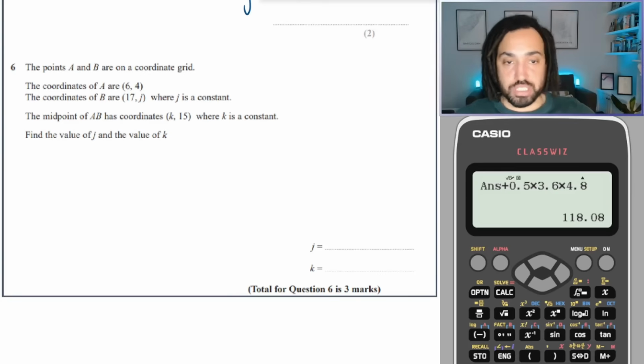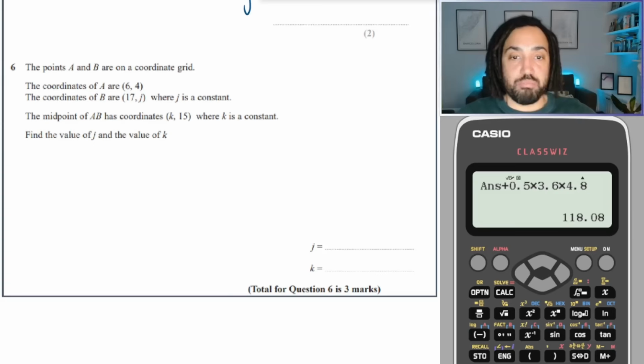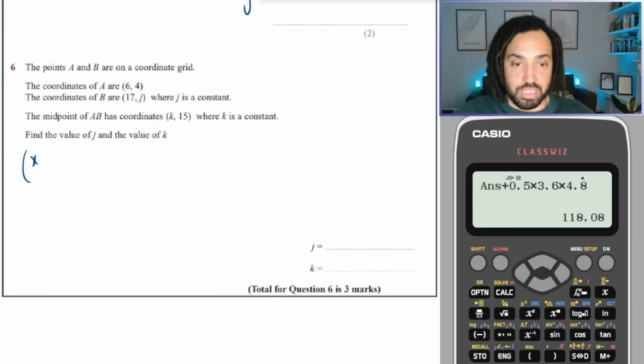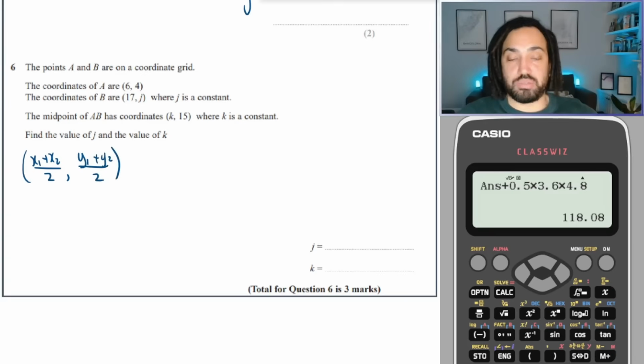Okay, little bonus question. It says we have a midpoint. Now the formula for the midpoint is (x1 plus x2) over 2 and (y1 plus y2) over 2. So we find the average of the x coordinates and the average of the y coordinates.